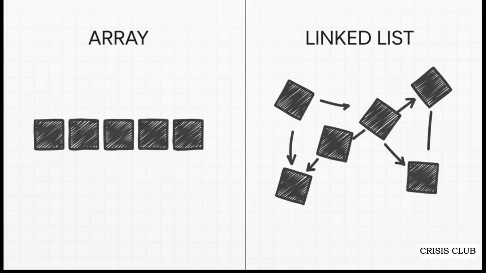And right there, that's the huge difference. With an array, all the elements have to live right next to each other in memory, like houses on a street. But with a linked list, the nodes can be scattered all over the place. It doesn't matter. The only thing that ties them together and creates that order is that chain of pointers. It's a list connected by its links, not by its physical location.